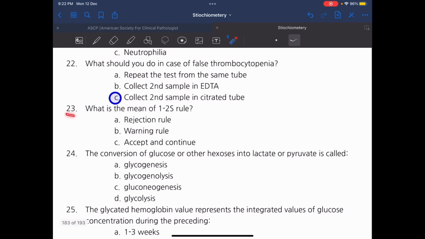Question 23. What is the meaning of the 1 2S rule? It is a rejection rule, warning rule, or accept and continue. The 1 2S rule means warning rule.